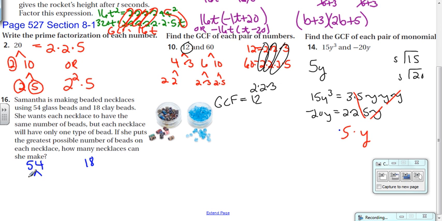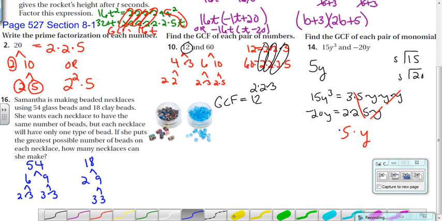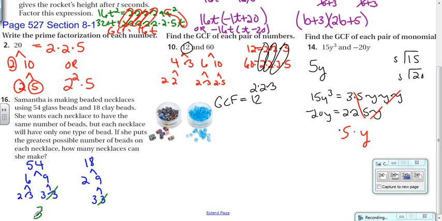So 54 is 6 times 9. 6 is 2 times 3. 9 is 3 times 3. 18 is 2 times 9. And 9 is 3 times 3. So what they have in common is a pair of 3's. They have in common another pair of 3's. And they have in common a pair of 2's. So 3 times 3 times 2, so 18 was the greatest common factor.